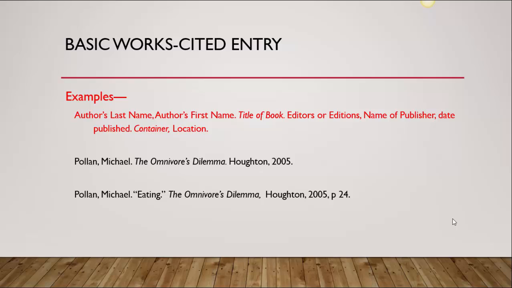Now, if you're citing from just one page of Michael Pollan's book, here's what it would look like in the works cited entries. You'll still need the last name, then first name of the author. If there's a title of the chapter, you would include that. But then you would include the book, The Omnivore's Dilemma. This is the container. Then you would need the publisher, the year of publication, and the page number.